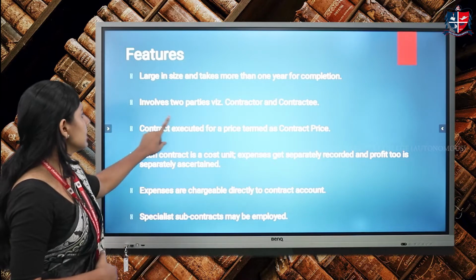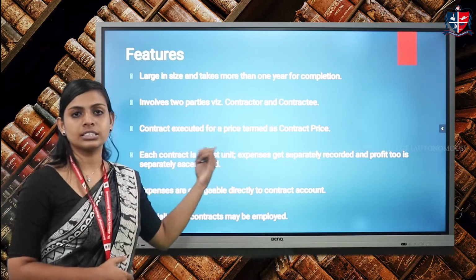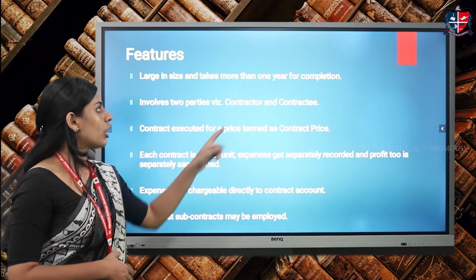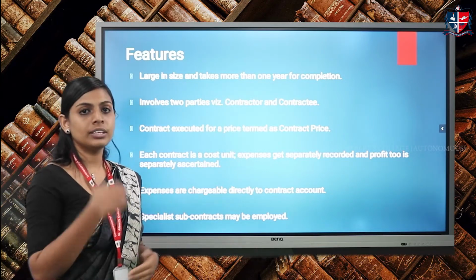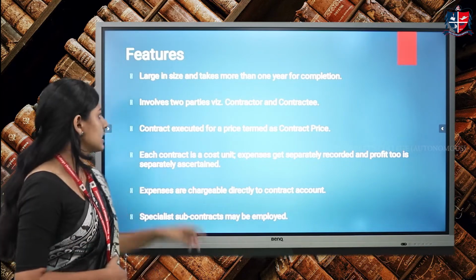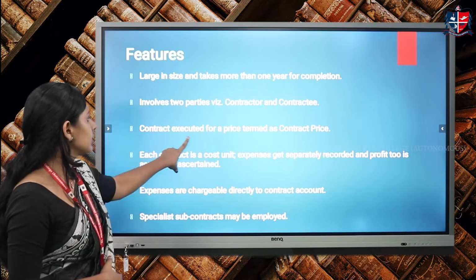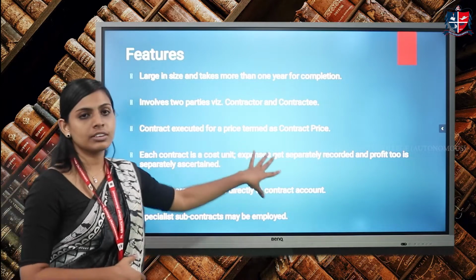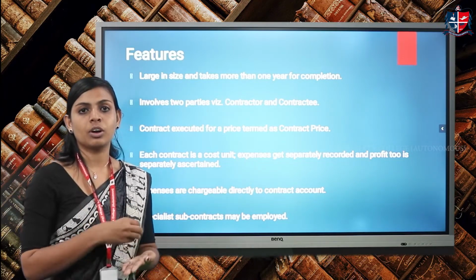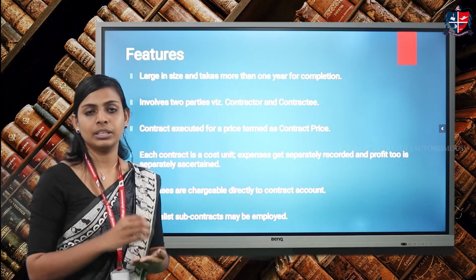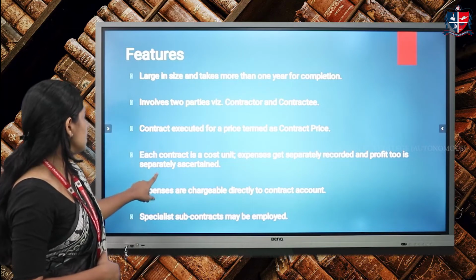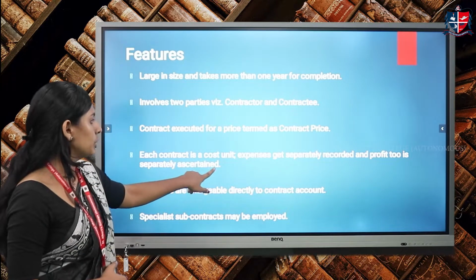The second one is that it involves two parties, the contractor and the contractee. The contractor is the person undertaking the work, and the contractee is the person who is giving the contract to the contractor. The third one is that the contract is executed for a price termed the contract price. It will be negotiated between the contractor and contractee and is the price ultimately paid by the contractee.